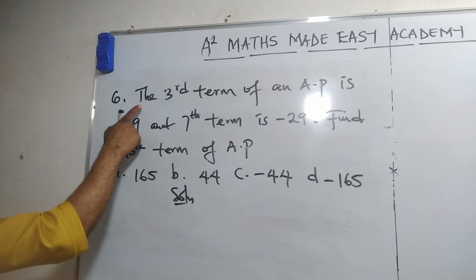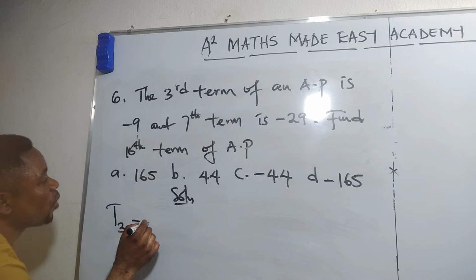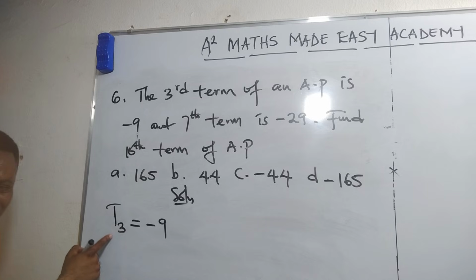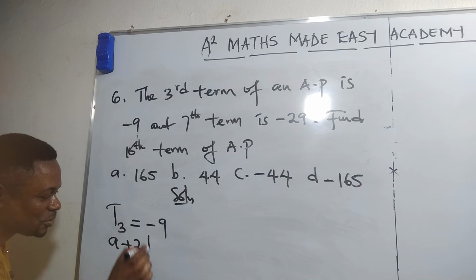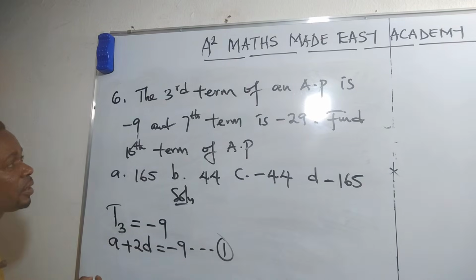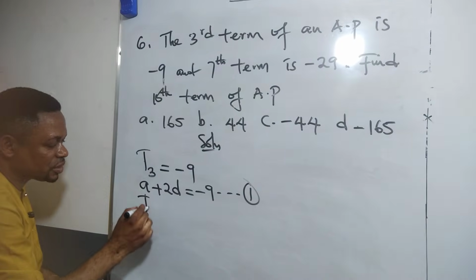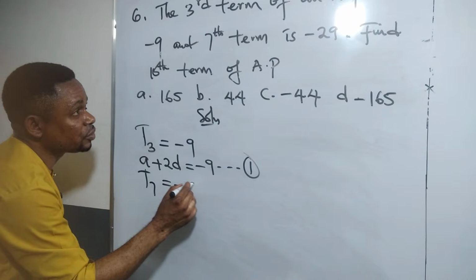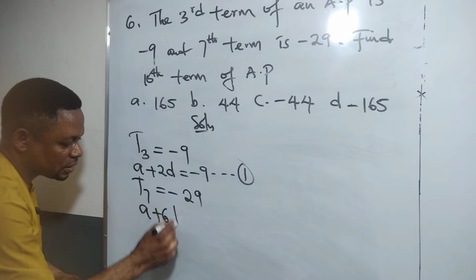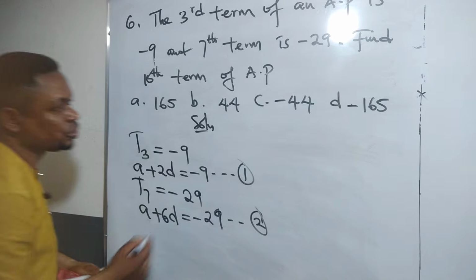sequentially. Now watch. The third term of an AP is minus 9. So which means T3 is what? Minus 9, not 9, minus 9. What is the formula for the third term? A plus 2D equal to minus 9. Call it equation 1. Then let's move. And the seventh term is minus 29. So which means T7 is minus 29. What is the formula for T7? A plus 6D then equal to minus 29. Call it equation 2. Are you with me?